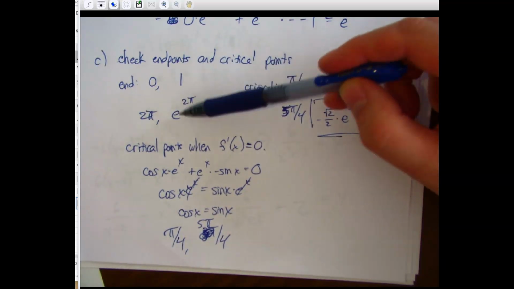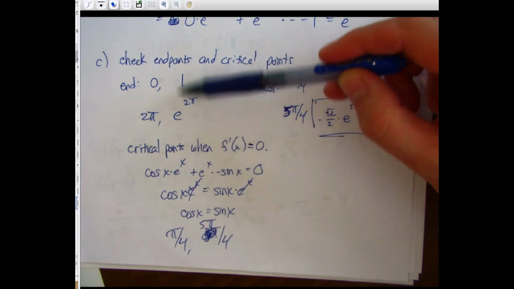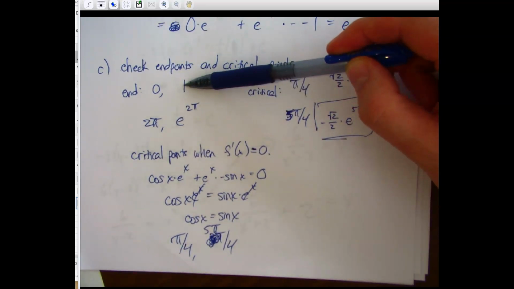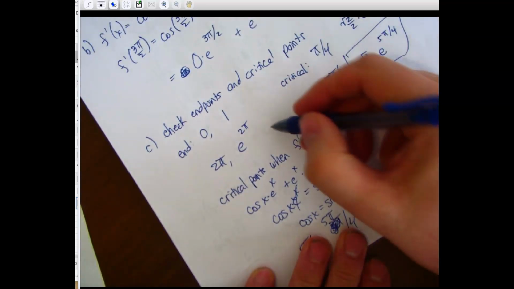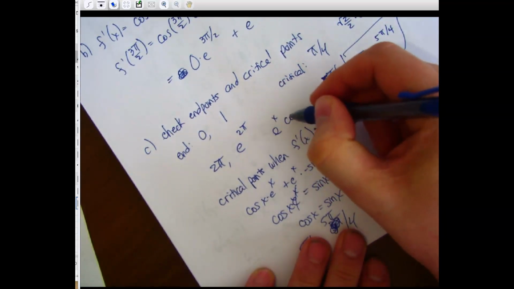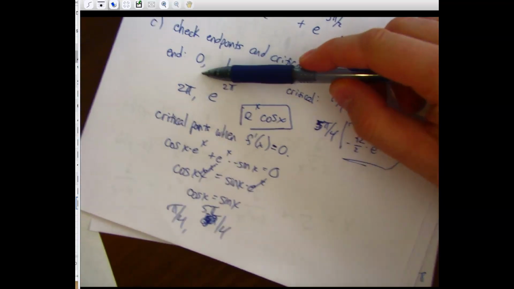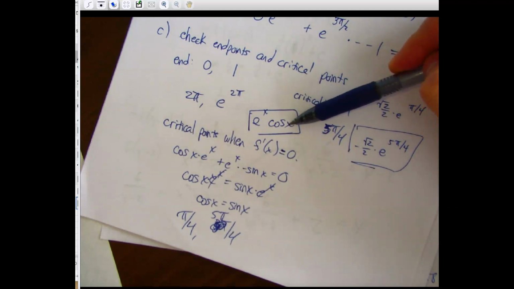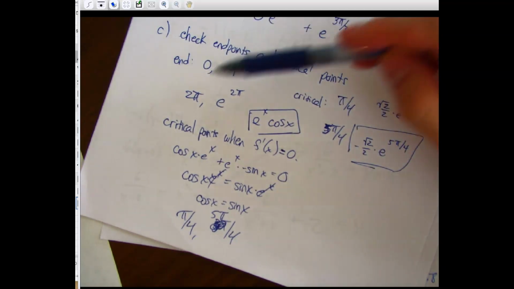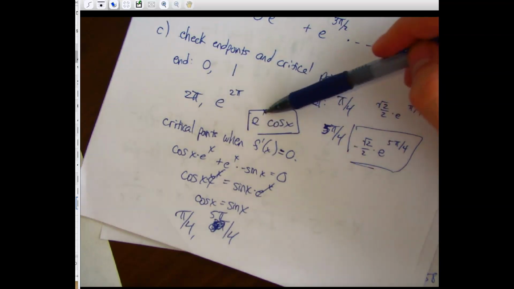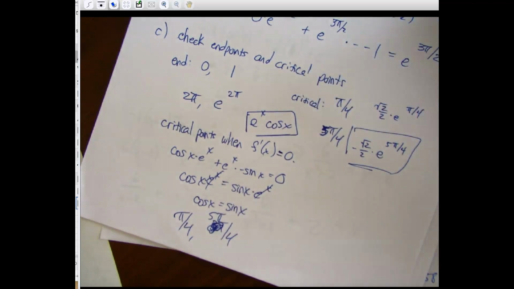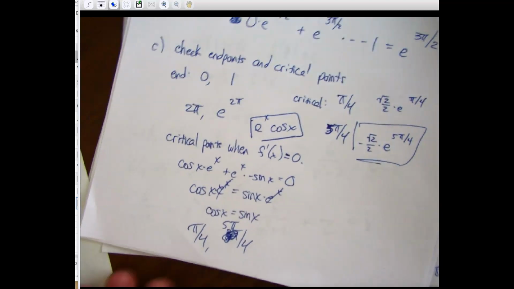Well, how did I get these? These are y values. To get y values, you plug into the original equation. So this is me plugging 0 into the original equation. I'll just write down the original equation here for you. So if I plug in 0, you'll see I get e to the 0, which is 1, times cosine of 0, which is 1. So 1 times 1 is 1. If I plug in 2 pi, I get e to the 2 pi times 1, so I get e to the 2 pi.